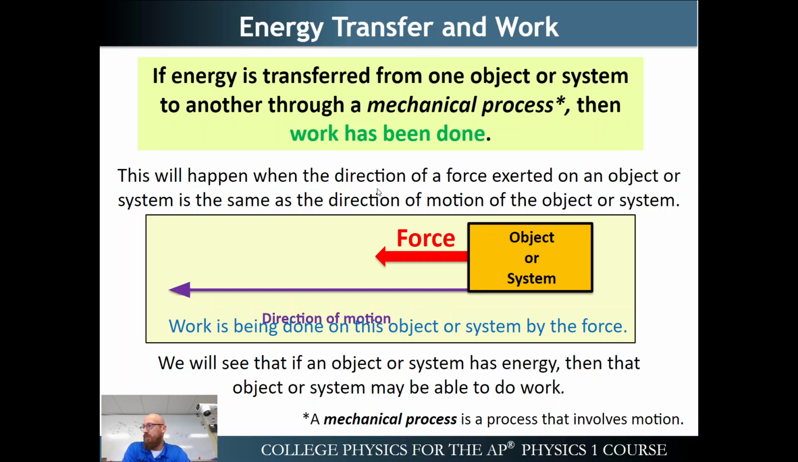So example, we have a box, a system, an object. I use a crate all the time. I'm exerting a force, making it appear to go to the left. That's the direction of motion. You can tell if work has been done if some force is exerted over a certain distance. Note at the bottom, a mechanical process is a process that involves motion.